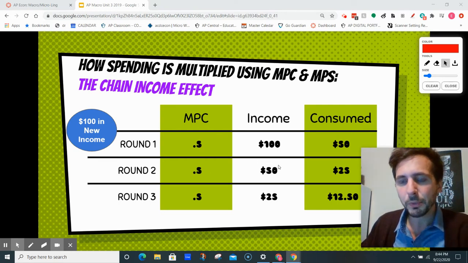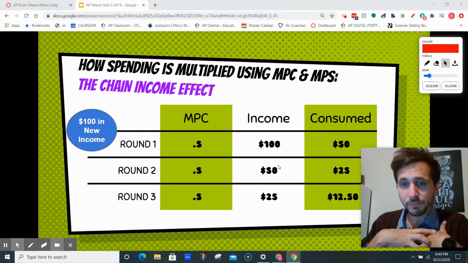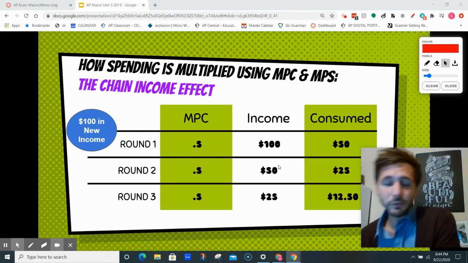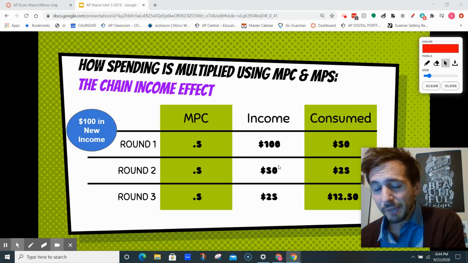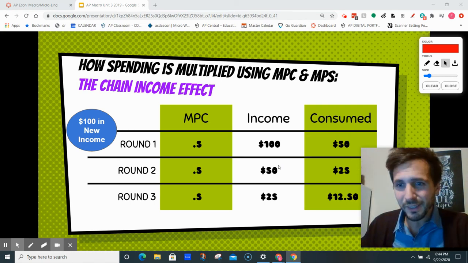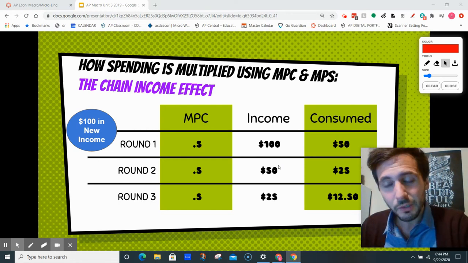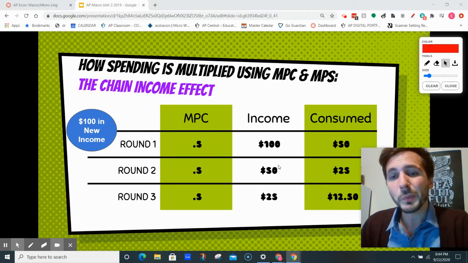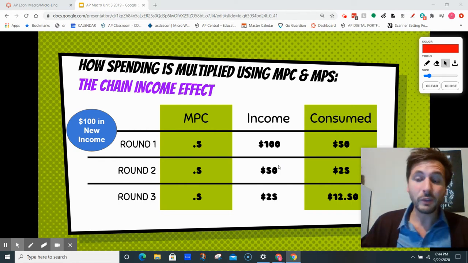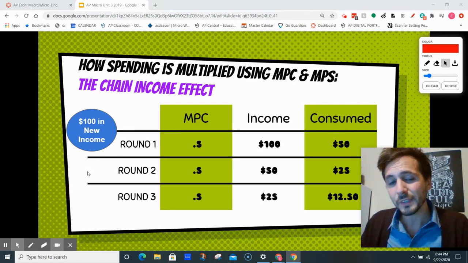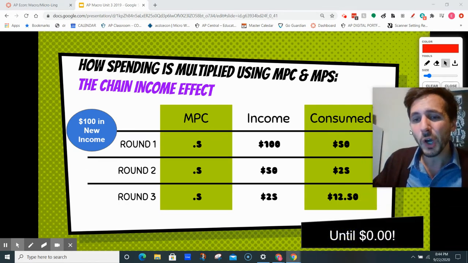Now in round two, that person has that $50 in new income. They save $25. They spend $25 because their MPC is 0.5, or 50%. So $25 actually spent. Remember, a dollar spent is a dollar earned, so that money comes in as income. 25 new dollars go into round three, and $12.50 of that is going to be consumed, and $12.50 is going to be saved, and on it goes.